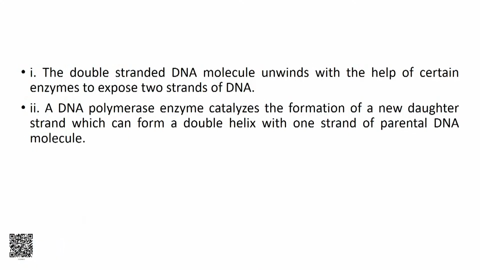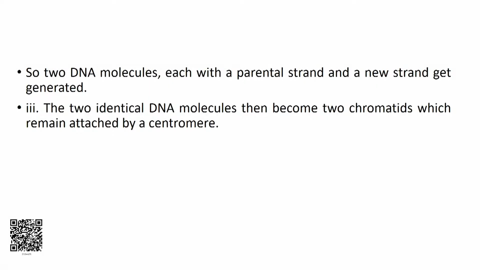So, the major steps of DNA duplication or replication are: prior to the cell division, we know every chromosome should contain 2 chromatids made of 2 identical DNA molecules. So, one double stranded DNA molecule unwinds with the help of certain enzymes to expose 2 strands of DNA. DNA polymerase enzyme catalyzes the formation of a new daughter strand, which can form a double helix with 1 strand of the parental DNA molecule. So, 2 DNA molecules, each with a parental strand and a new strand, get generated.